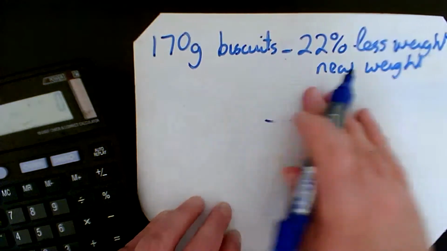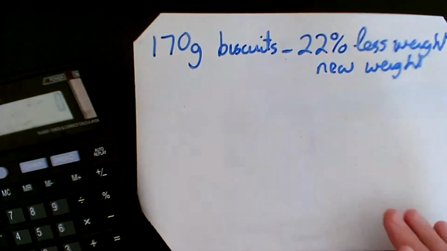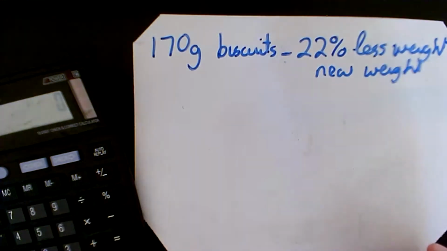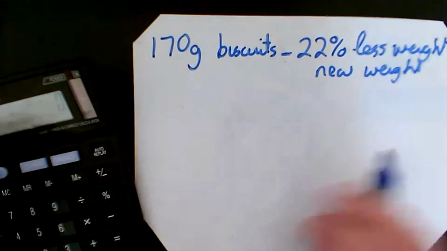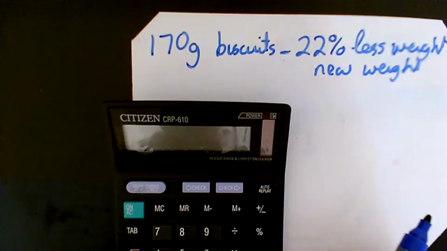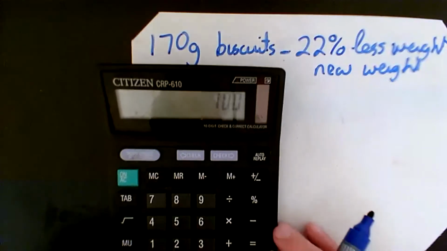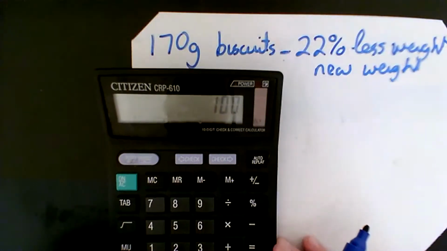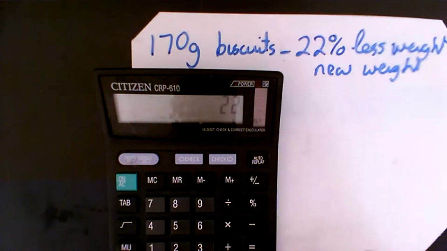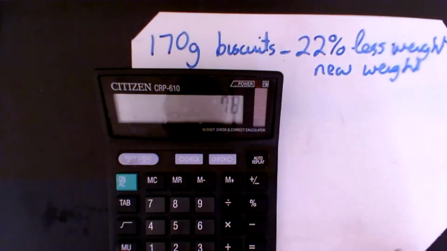So let's look at our notes. First of all, we can see it's a decrease because it's less weight. So we're going to subtract the percentage change from 100. So we're going to do 100, and we will take away the 22, which gives us 78.